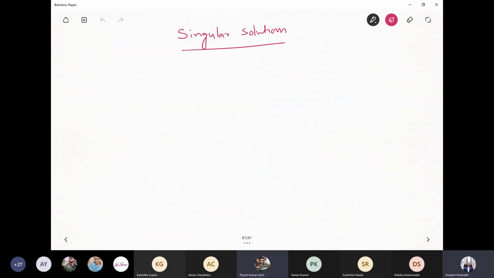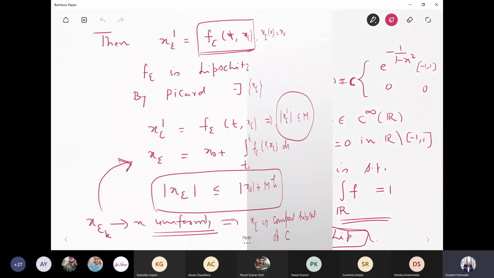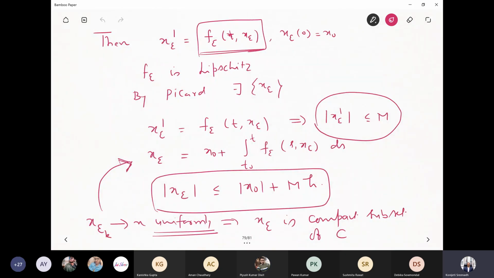And sir, also, what you have written, X epsilon is a compact subset of C, sir, what does this mean? Compact subset, I said, right, in the Ascoli-Arzelà theorem. That means it has a subsequence which converges, yes, in that subset also. That's what we say in the Bolzano-Weierstrass theorem, right? A sequence is compact means it has a convergent subsequence. Because that's what I said in the previous lecture, the Ascoli-Arzelà theorem.